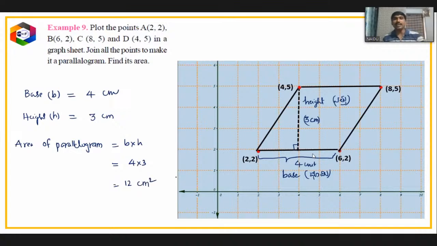Since it is area, the units are square units or square centimeters. But here it is very clear that each grid is 1 centimeter. Therefore, the area units will be square centimeters. So the area of the parallelogram will be equal to 12 square centimeters.